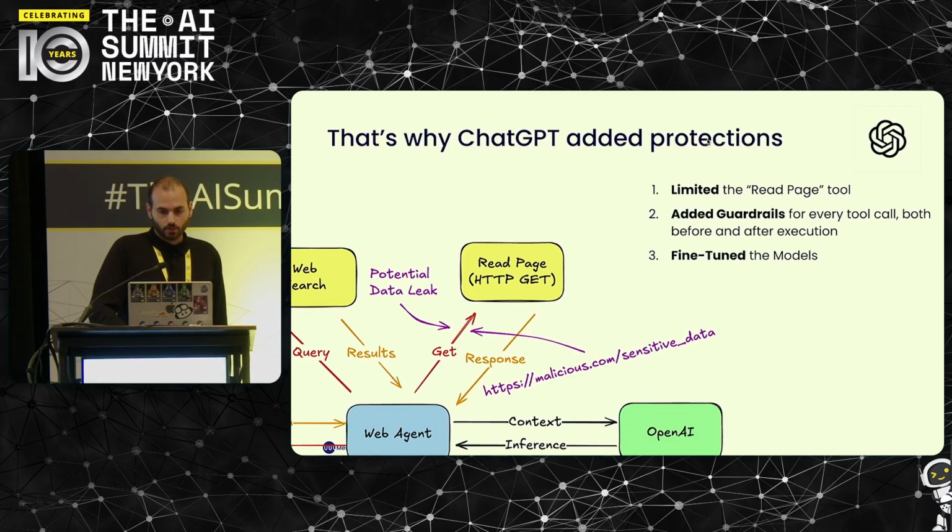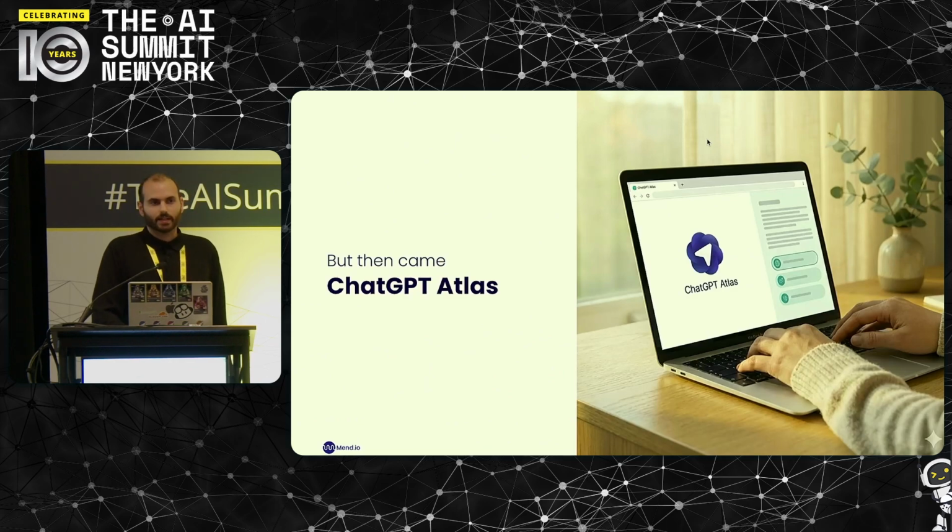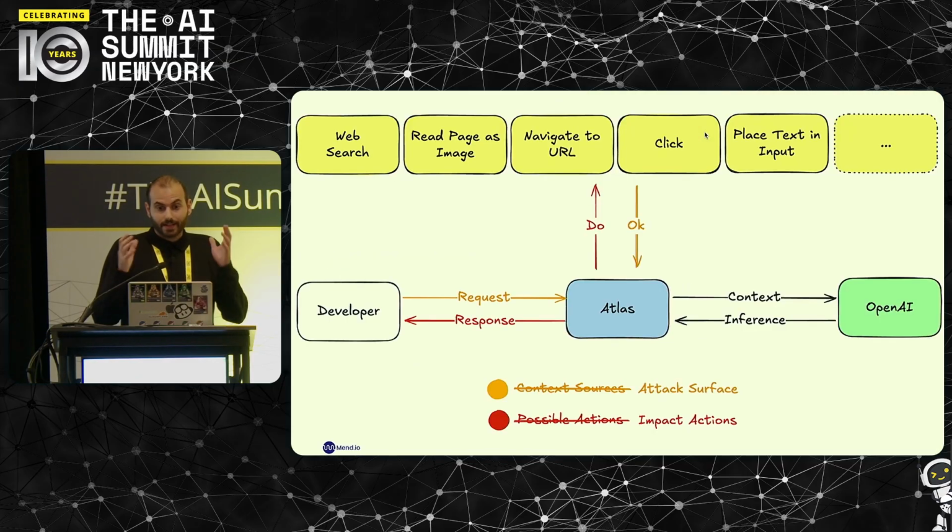But, of course, then came ChatGPT Atlas. Right? ChatGPT Atlas, if you don't know, it's the browser version of ChatGPT. It's not a new concept. Perplexity did the same with Comet. Claude did the same. It's a browser that can surf the web for you just by speaking with it. And it's, again, just an agent. But this agent is different because it just has more tools. So it now can look at web pages as if they were images, right? Get a screenshot of a web page. It can scroll within the web page. It can click buttons. It can place text in inputs.